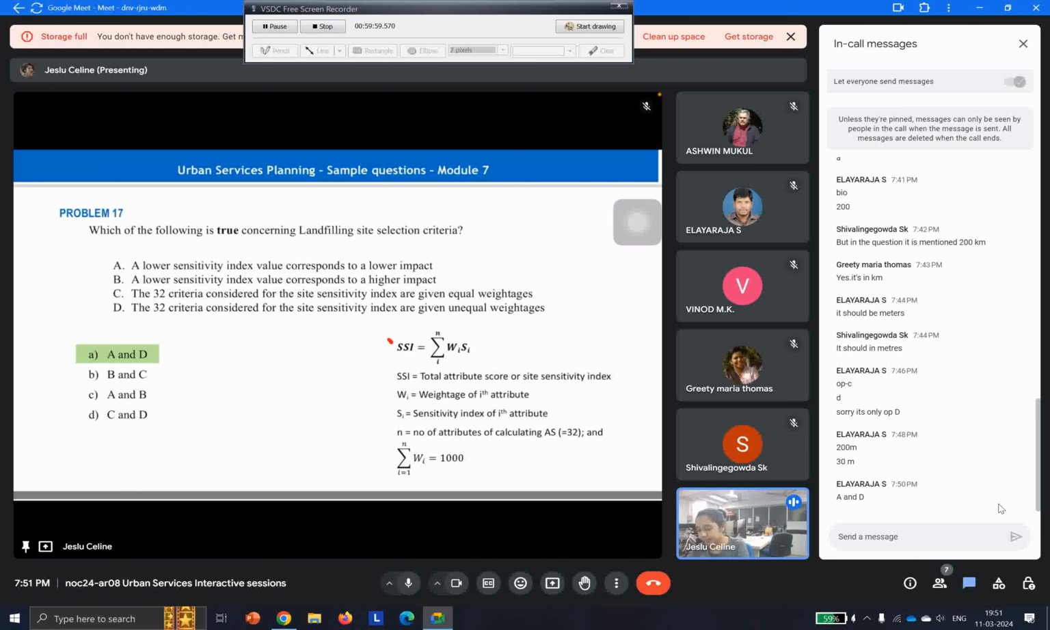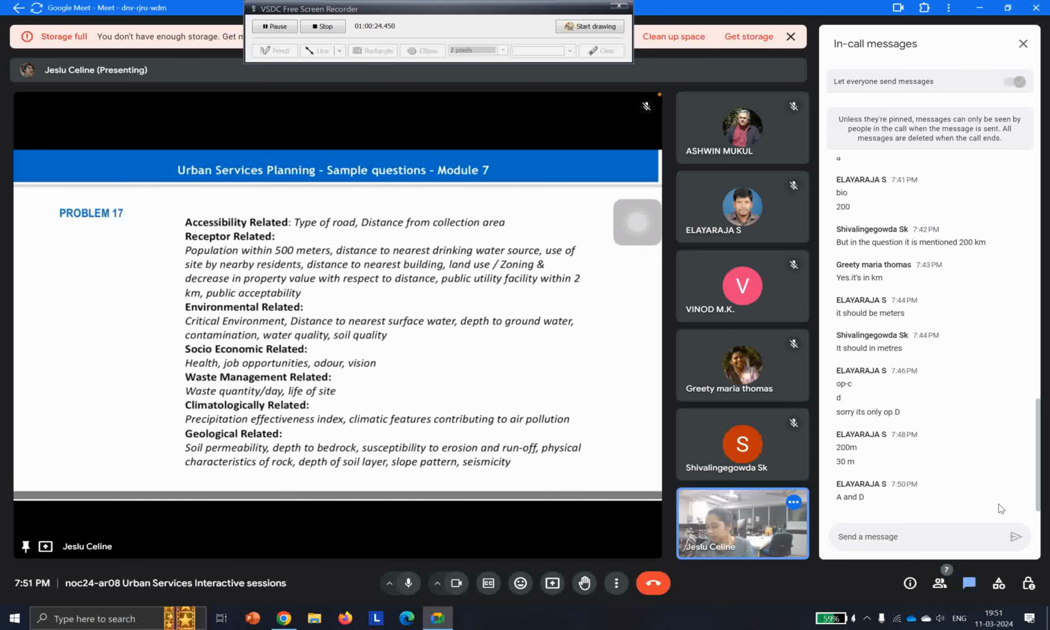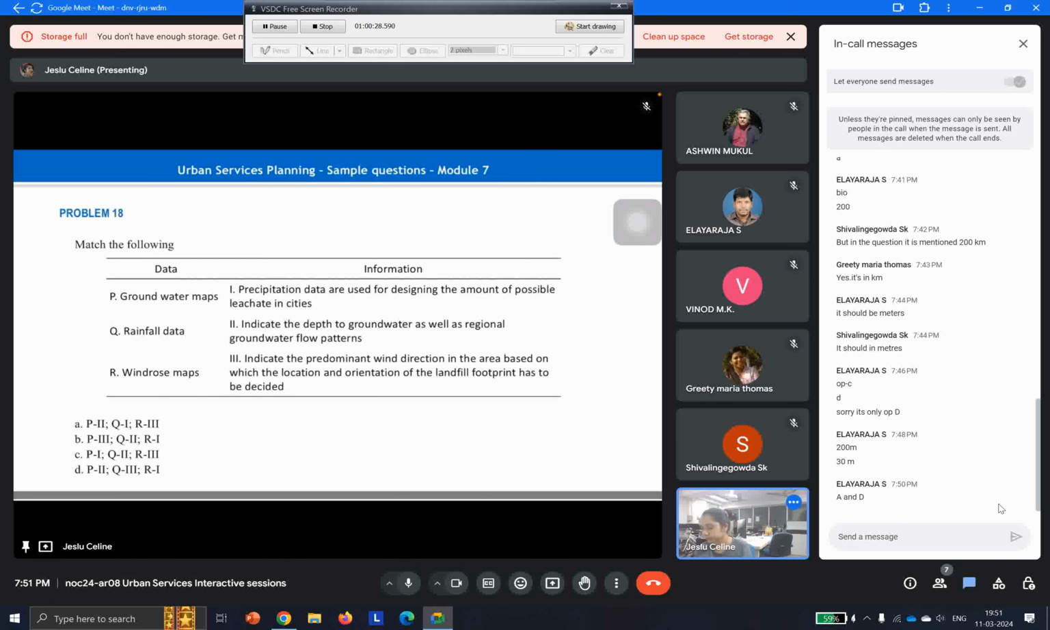We discussed site sensitivity index, how it is calculated. So we have weightages and then the score for each sensitivity attribute, and based on this we take the summation of these and then we get the site sensitivity index. So we are talking about the weightages, and higher the sensitivity, higher the impact, and we will not select that site for the landfill. These are the different aspects which we have discussed.